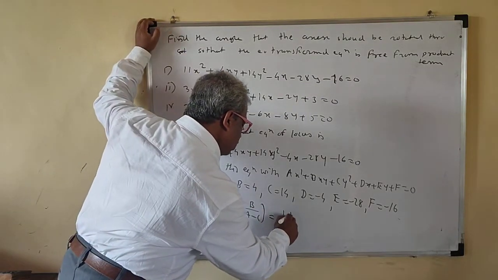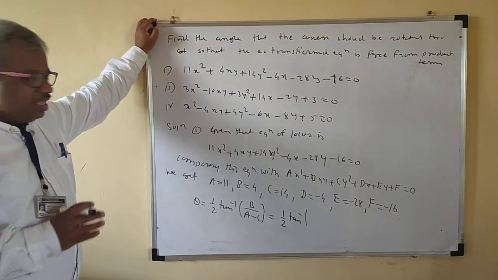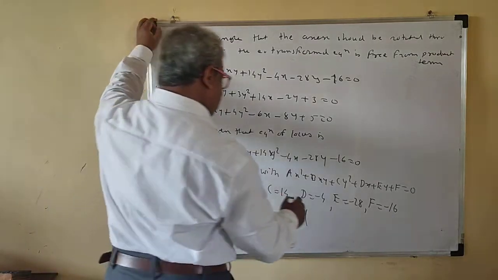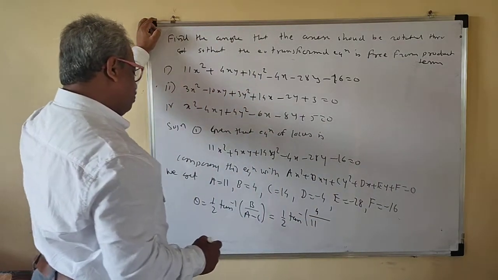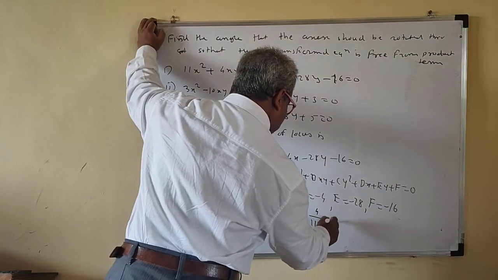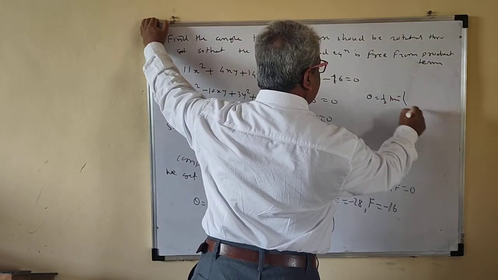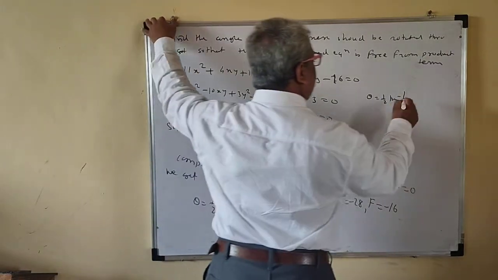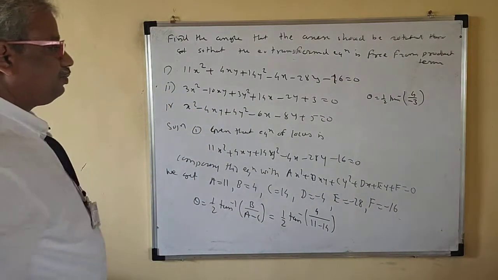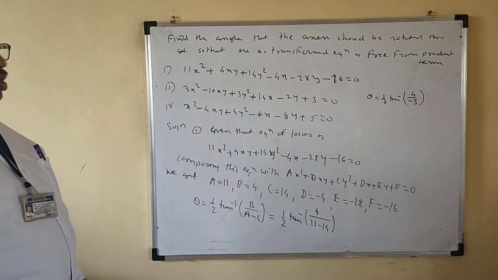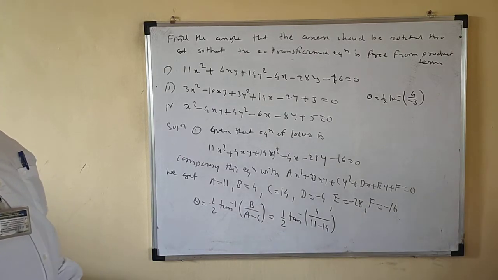So 1/2 tan inverse of, so you only need the second degree terms. Okay, so your b is 4, your a is 11, your c is 14. So your theta is equal to 1/2 tan inverse of 4 upon minus 3. Okay, so this is your angle, because you cannot find tan inverse of 4 upon minus 3, or minus 4 by 3. That you cannot find.